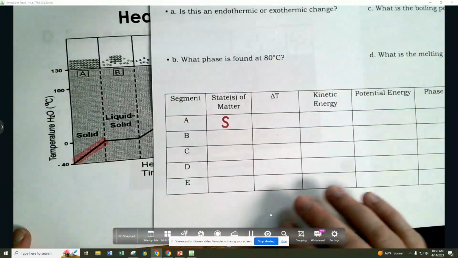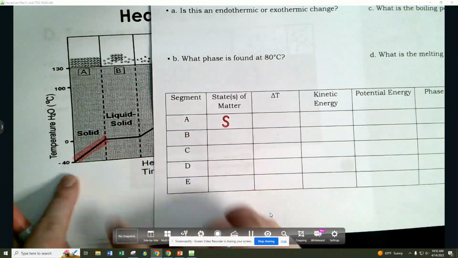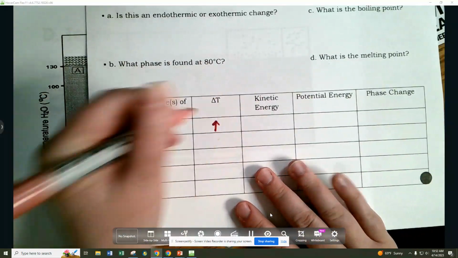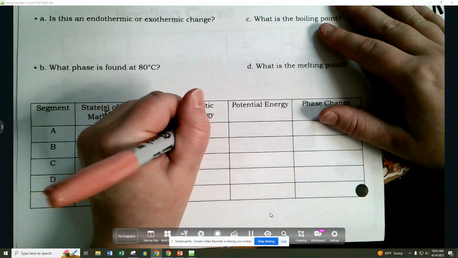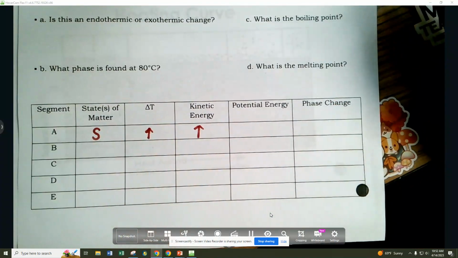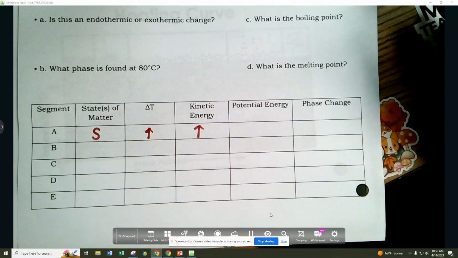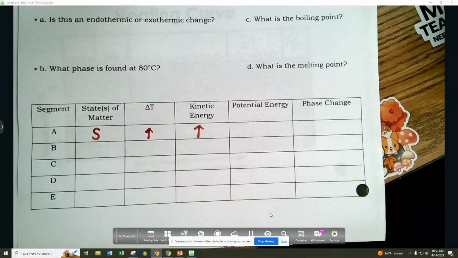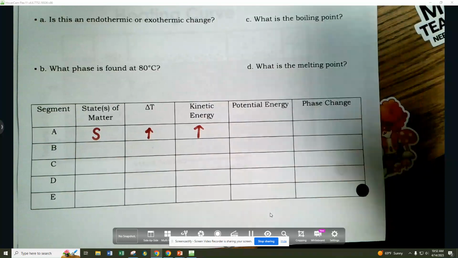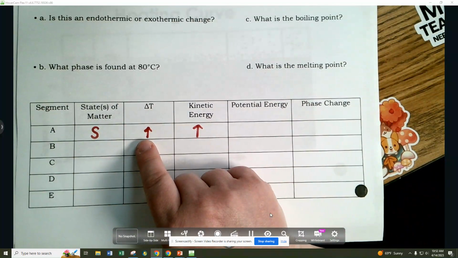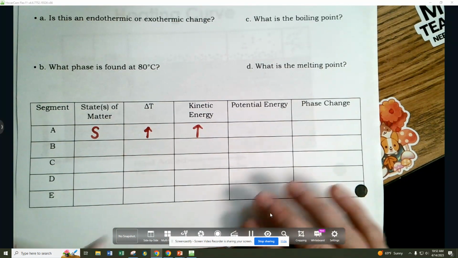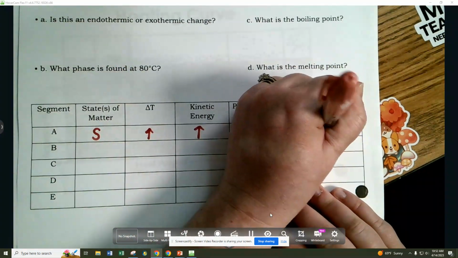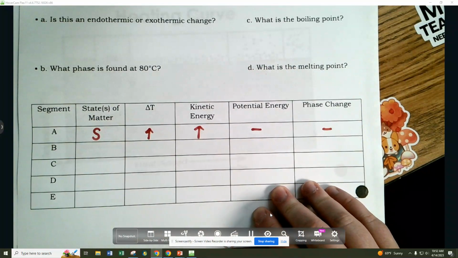When I look at this segment, the slope is going up, so temperature is increasing. If temperature is increasing, that means the particles have to be moving quickly. I mentioned earlier, heat can do one of two things. It can either cause a change in temperature or cause a change in phase. We see a change in temperature. Therefore, this is not making the molecules break up the attractive force between each other. So the potential energy is staying the same, and we are not changing the material's phase yet.